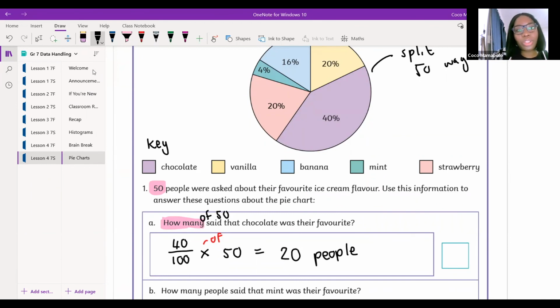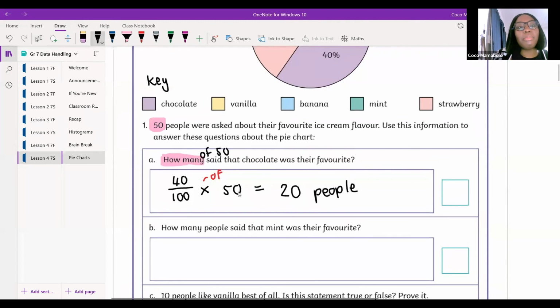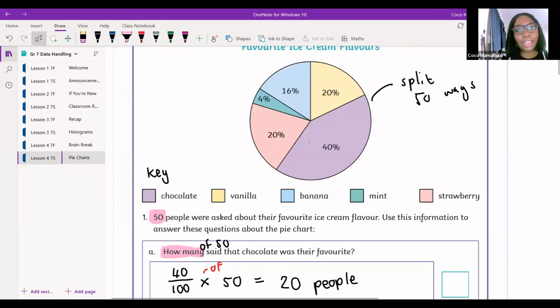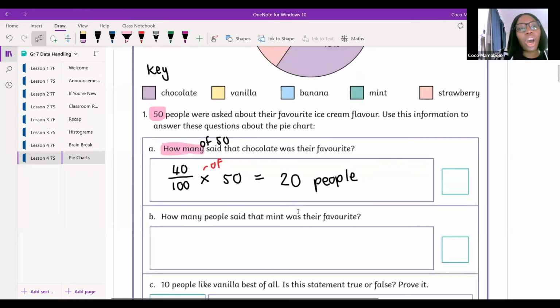Okay, here's the next question. It says here, how many people said that mint was their favorite flavor? Adam, tell me, what percentage of people said that they like mint? 4%. Good. So we've got 4% of people saying that they like mint. So how am I going to calculate how many people that is? What am I going to say?